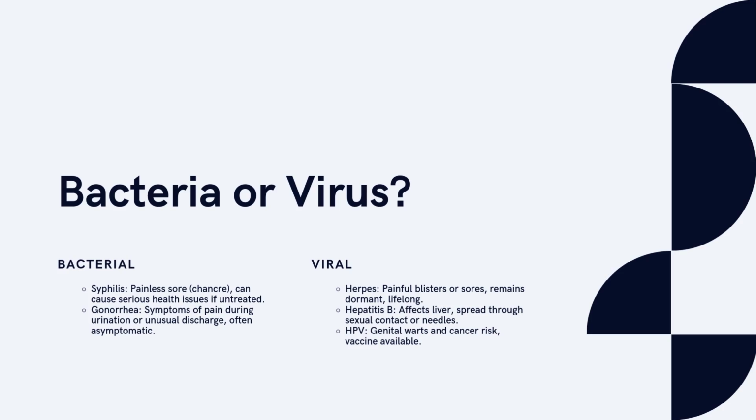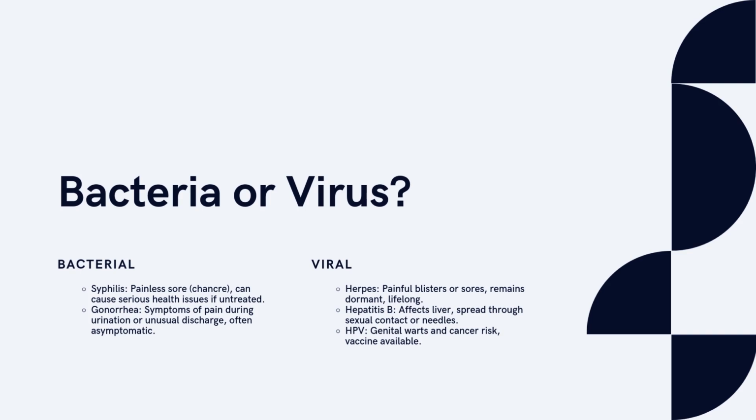It often starts with a painless sore called a canker, which can disappear on its own, giving people a false sense of security. But left untreated, syphilis can cause severe health problems years later, including damage to the heart, brain, and other organs. Gonorrhea often presents with symptoms like pain during urination or unusual discharge, but it can also be silent, especially in people with the cervix. The good news is that both syphilis and gonorrhea are treatable with antibiotics if they're diagnosed early.